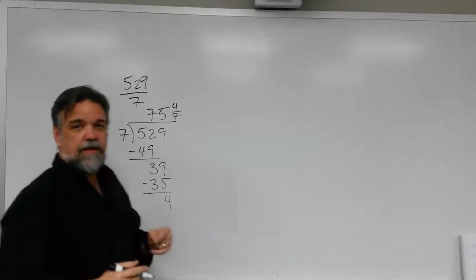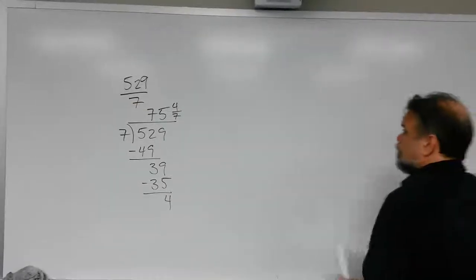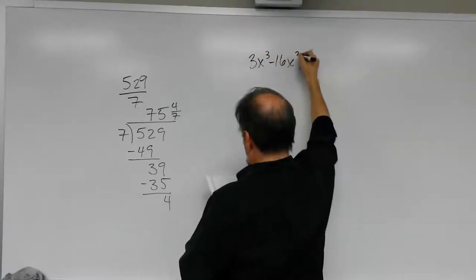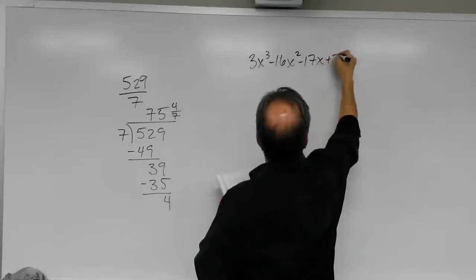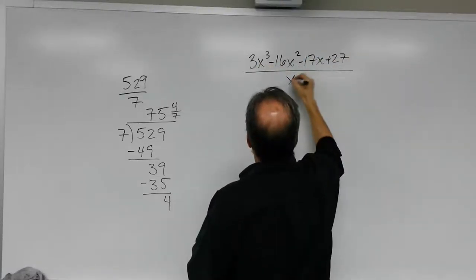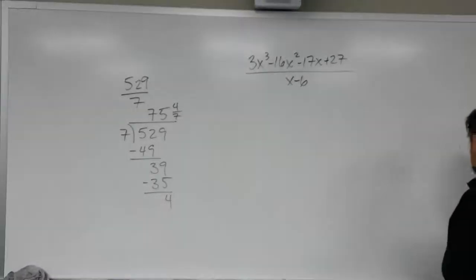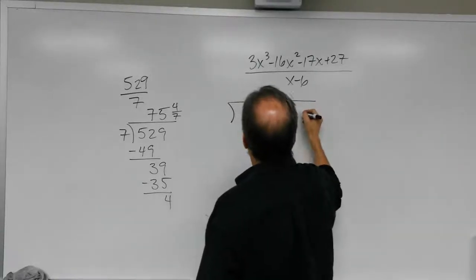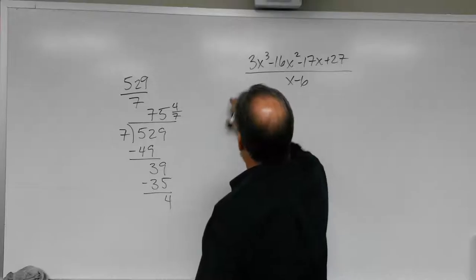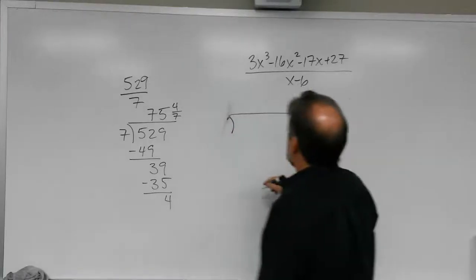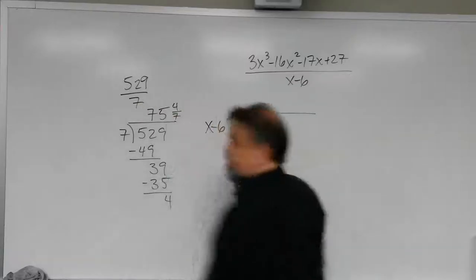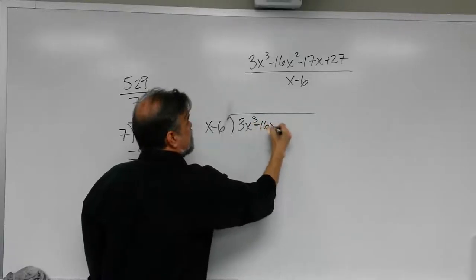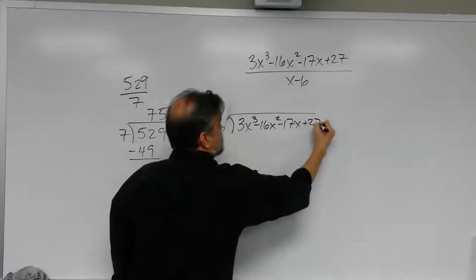So now let's divide a polynomial. And we're going to divide 3x cubed minus 16x squared minus 17x plus 27, all of that divided by x minus 6. All right. Well, let's do the exact same thing. We'll set it up the same way. And we're going to put x minus 6 right there. And we're going to put our polynomial inside of there. So 3x cubed minus 16x squared minus 17x plus 27.